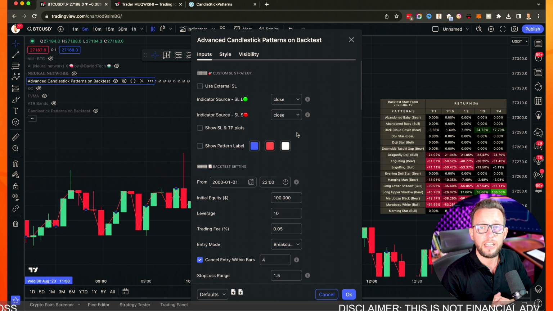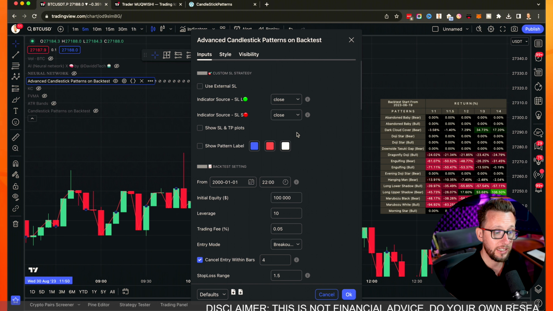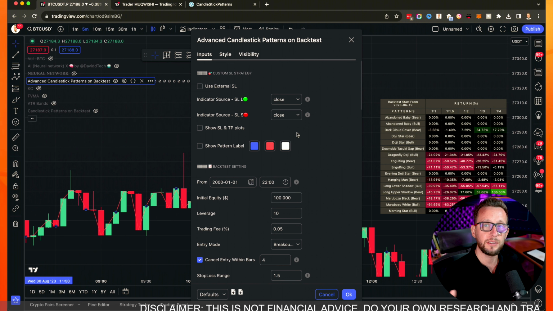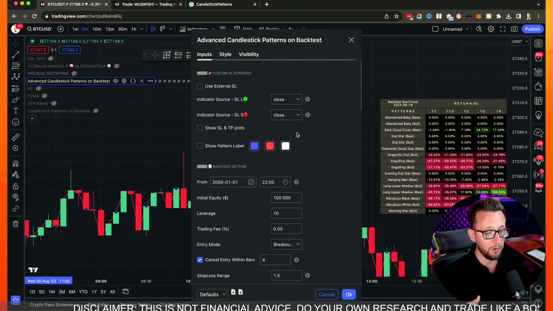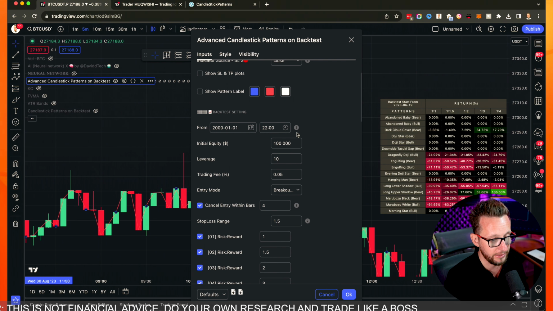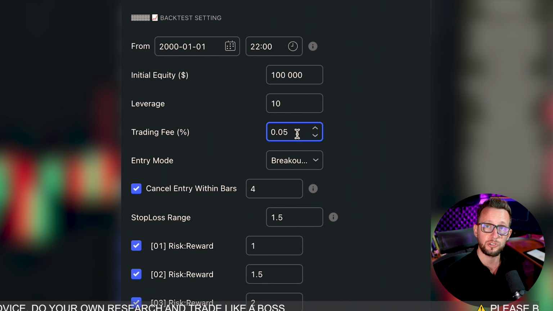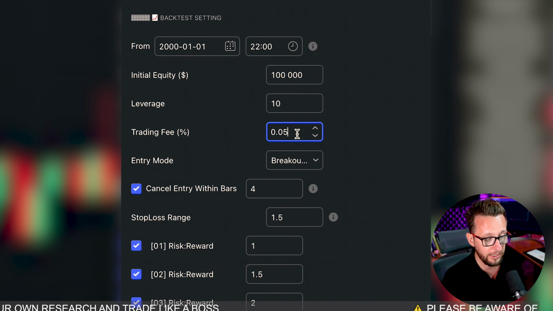No trading exchange or broker will do their job for free, especially in crypto. You certainly need to add fees to not pull the wool over your eyes and think that something is more profitable than it is. So I added trading fees here. So I've got 0.05, which corresponds to the trading fees that I pay in Bybit.